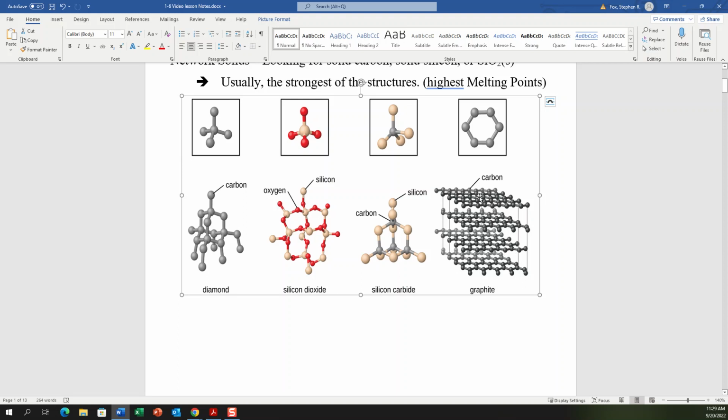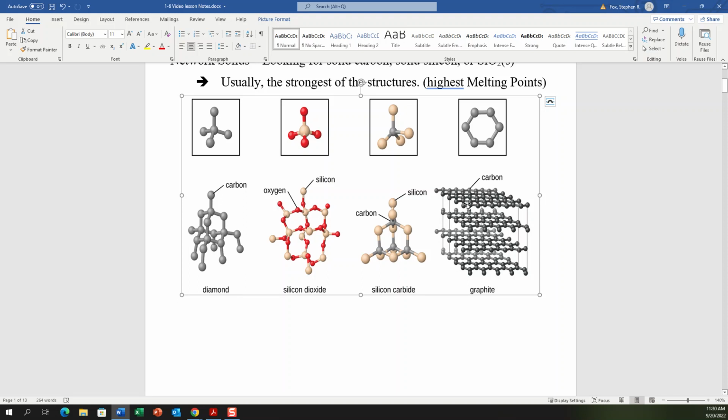Now here's graphite. So notice they're kind of in a 2-dimensional network, and then each layer is only bonded to each other in terms of London dispersion forces. So there is no covalent bond between this layer of carbon atoms and this layer of carbon atoms. And that's why graphite is good for pencils, because the layers of the graphite are only connected via London dispersion forces, just simply pressing down on the graphite sheds off layer after layer after layer of carbon.